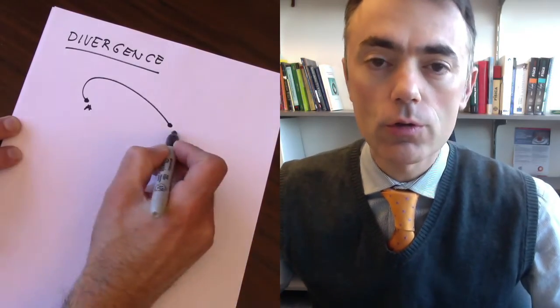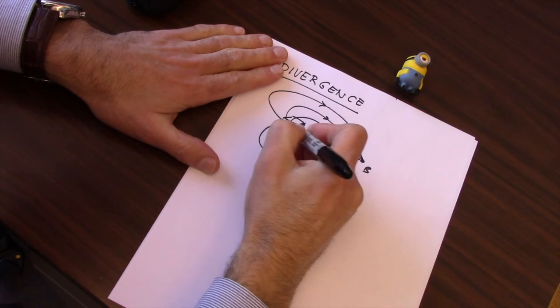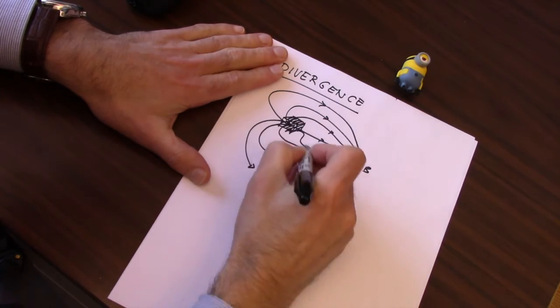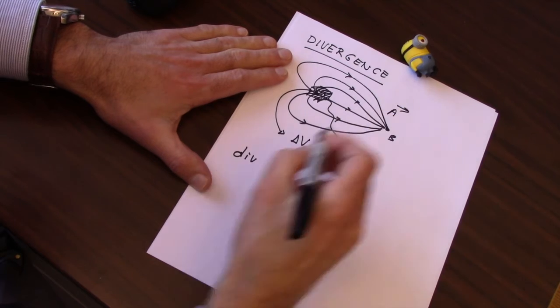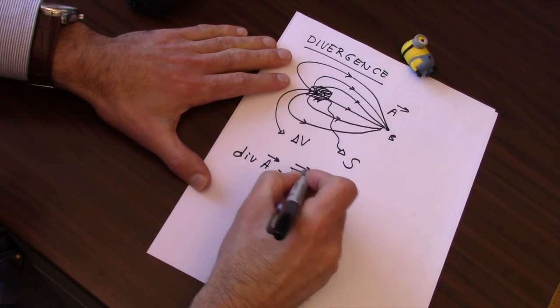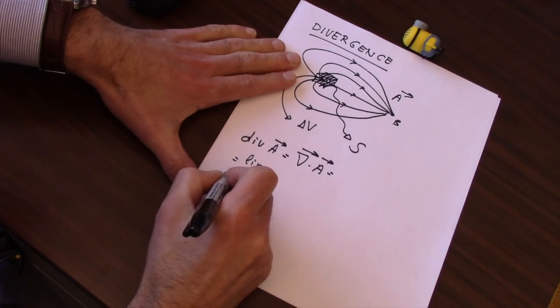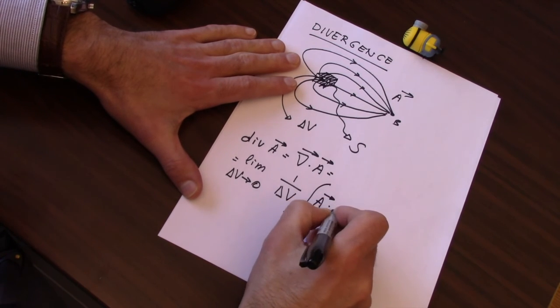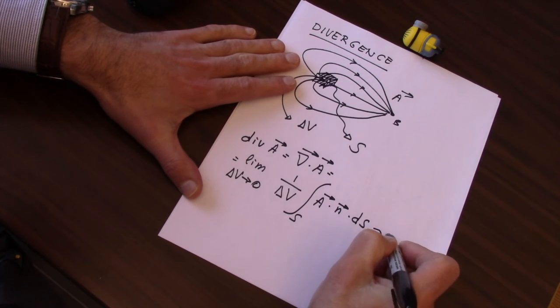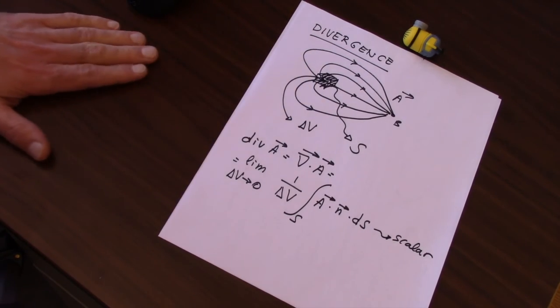The divergence of a vector field is a scalar defined in every point of a space, that is, a scalar field. Consider a closed surface S which encloses a volume delta V. Inside that volume there is a point P where we want to calculate the divergence. The divergence is given by the flux of the vector field through the closed surface divided by the volume in the limit where the volume goes to 0. We can calculate the divergence of the vector field with the nabla operator.